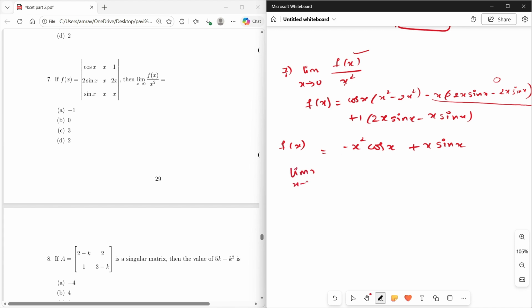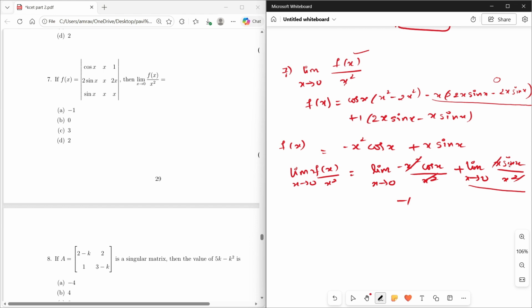Limit as x tends to 0 of f of x divided by x square is equal to, we'll separate the terms here, limit of minus x square cos x divided by x square plus limit as x tends to 0 of x sin x divided by x square. So x square gets cancelled, x and x gets cancelled. Limit as x tends to 0 of minus cos x. Cos 0 is 1, so this will be minus 1, and this is the standard result, sin x by x as x tends to 0 will be plus 1. So the answer will be 0. So minus 1 plus 1 is 0. So option B is the right answer.